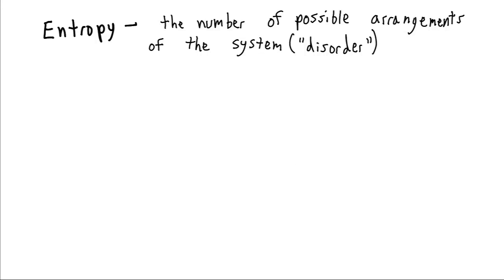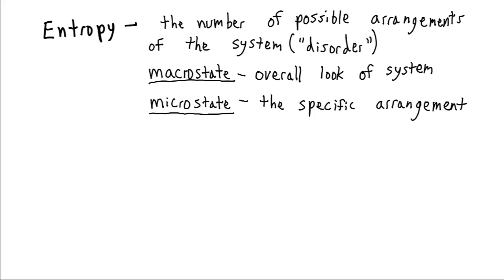What do we mean when we talk about entropy as disorder? Technically, what we're really talking about is the number of possible arrangements of the system. A system which has more possible arrangements is more disordered. A system which has less possible arrangements is less disordered. We categorize these by talking about the macrostate of the system, which is the overall look of the system, and the microstate of the system, which is the various configurations which correspond to that overall look. Now, for example, you might have a messy room or you might have a clean room. So those would be two macrostates of the system.